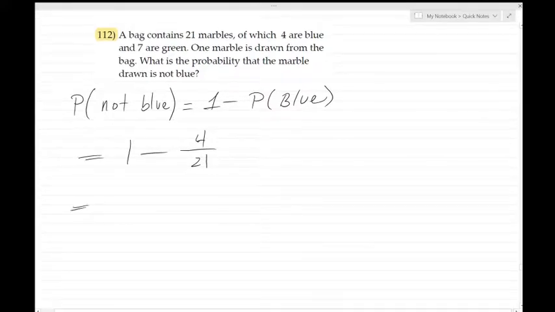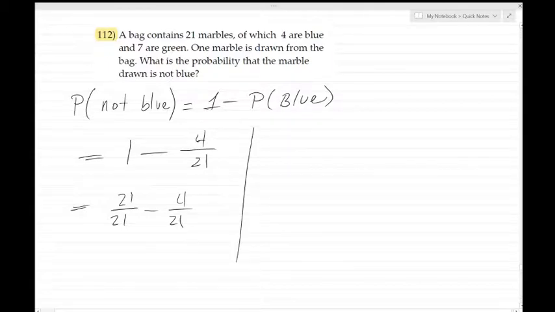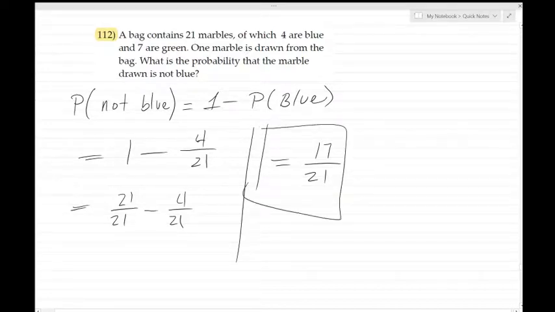Simple from there, turn that 1 into a 21 over 21 so that it can have the same denominator, and we have 21 minus 4, which is 17 over 21. So 17 over 21 will be the probability of drawing not a blue marble, or drawing something that is not blue. Okay.